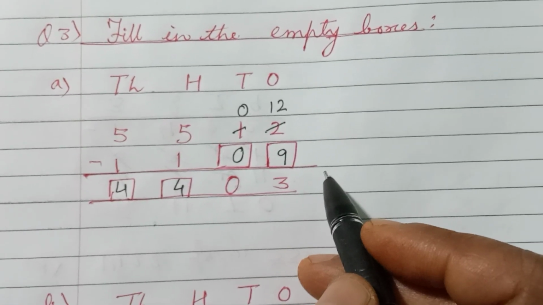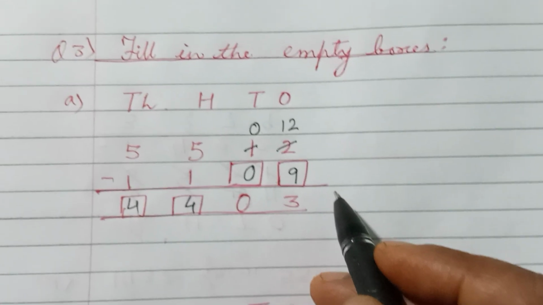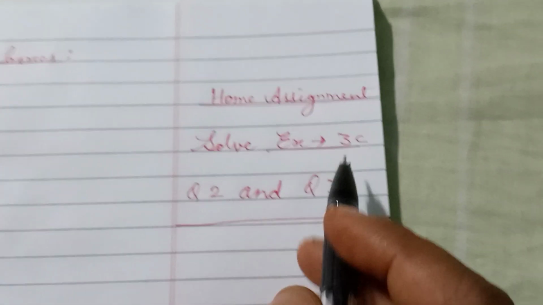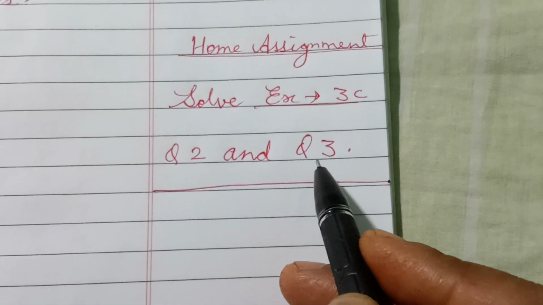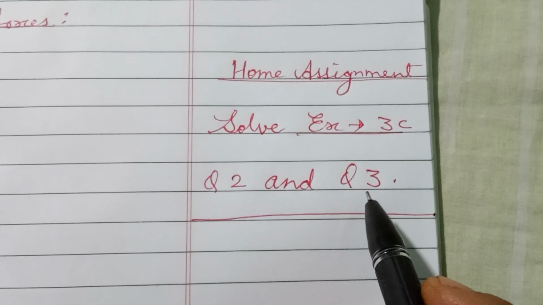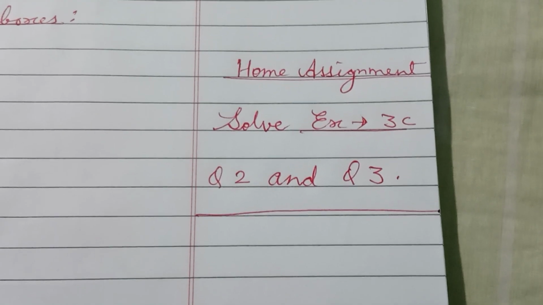So children, you have to solve in this way. Now B number you will solve. This is your homework. So children, your home assignment, exercise 3C: you will do question number 2, all the sums, and question number 3, all the sums. I hope it is clear children. Okay. Today this much only. Thank you children. Have a nice day.